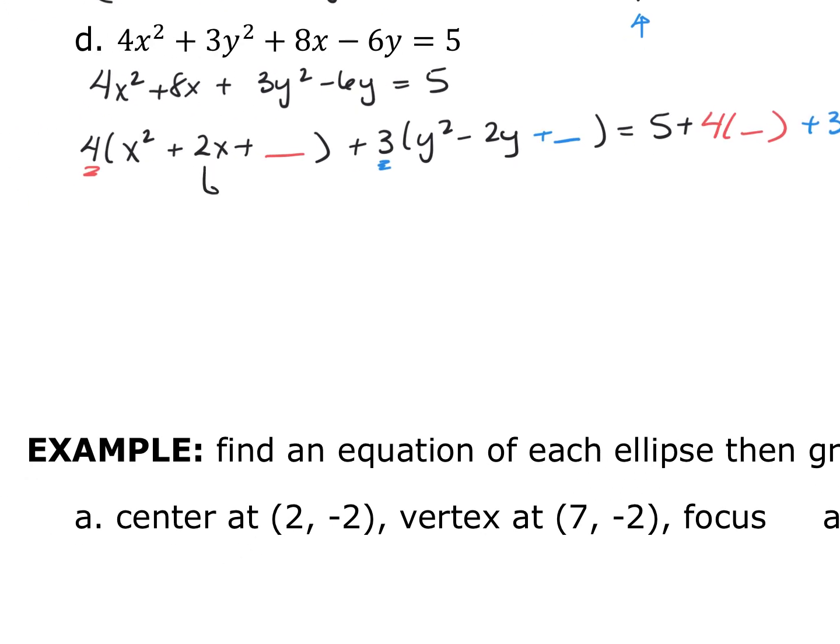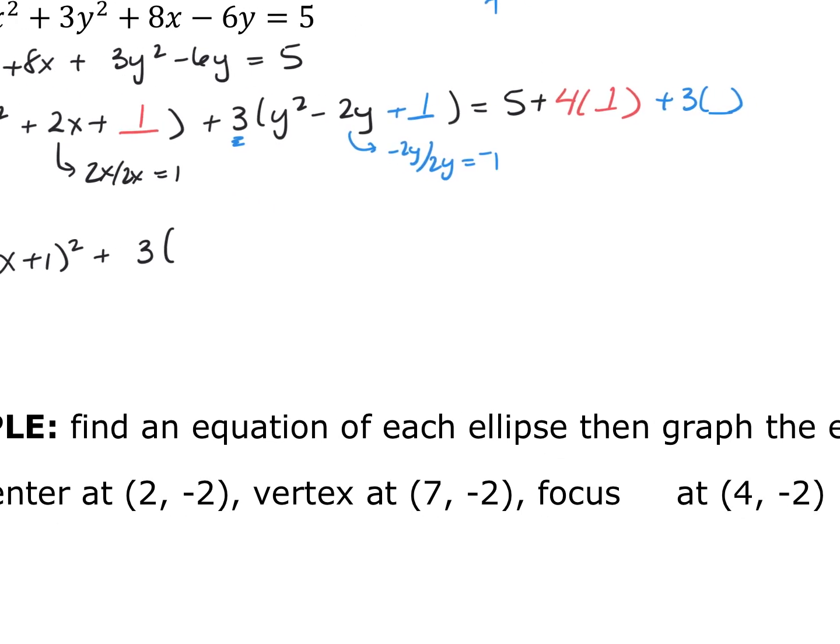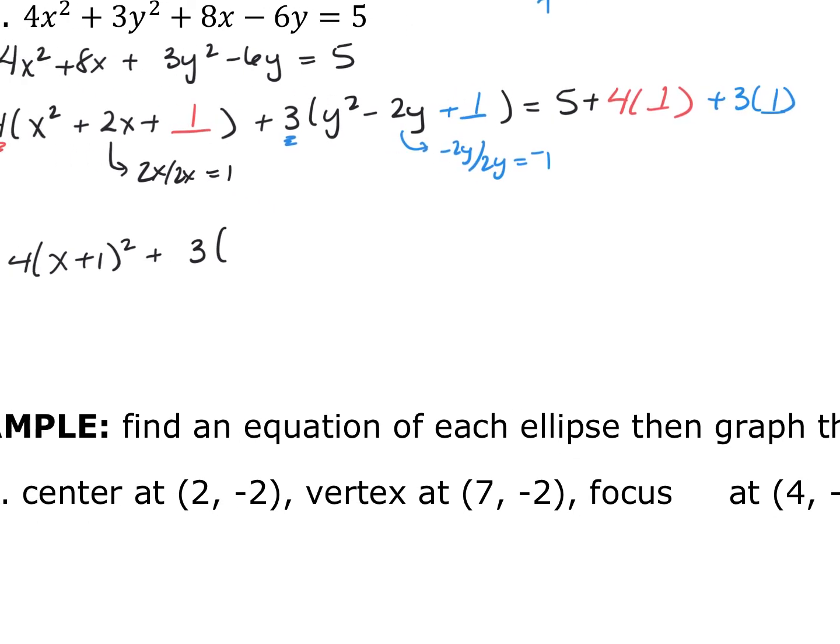So once again, I take this 2x, I divide by 2x, I get 1. So I know I'm adding 1 here and 1 in that blank. This becomes 4 times x plus 1, the quantity squared, plus 3. And I take this negative 2y, divide by 2y, I get negative 1. So I'm going to add negative 1 squared, which is 1. So I'm going to add a 1 right there. This becomes y minus 1, the quantity squared, is equal to. On the other side, I have 5 plus 4, which is 9, plus 3 more, which is 12.